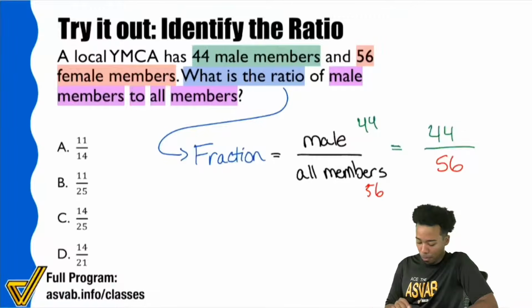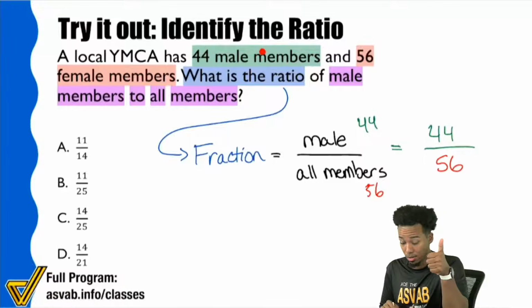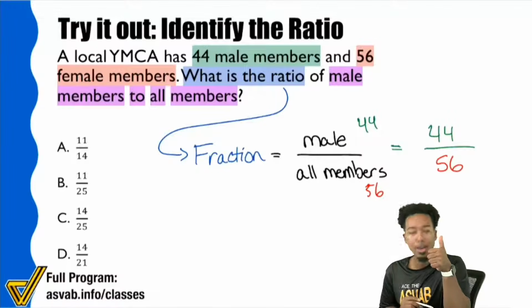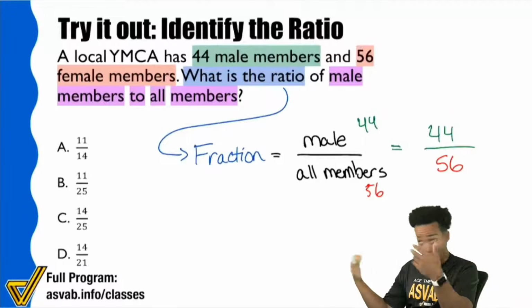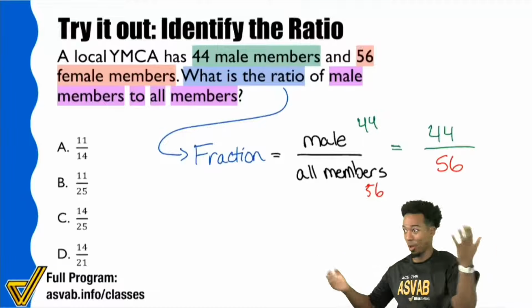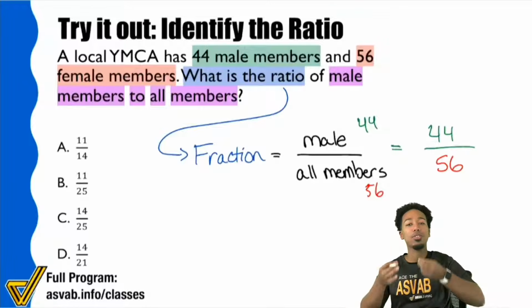When we went through the information, this is the grave mistake that I made right here. It says male 44, local YMCA, 44 males. That's good. 44 males right there, 44 up top. Great. But then it says 56 female members. I said I needed to compare it to all members. Notice how those are not the same thing. I cannot just take any number I see and throw it in there and just hope for the best. That is not how math works.